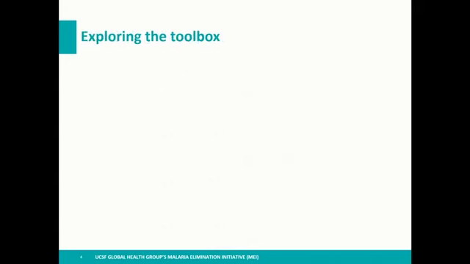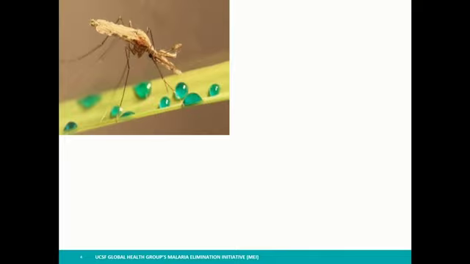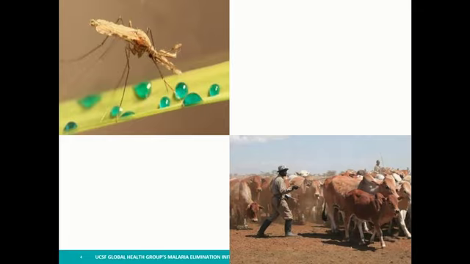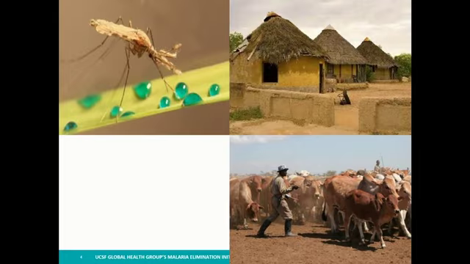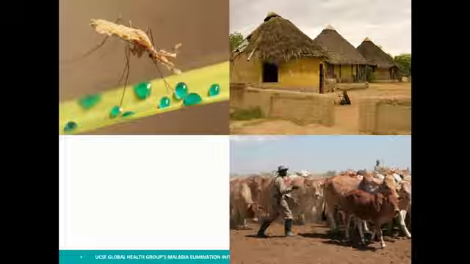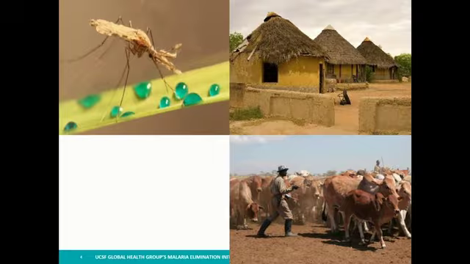So, exploring the toolbox, the attractive toxic sugar baits, which, as I just mentioned, exploit the sugar feeding behavior of mosquitoes. New tools out there that potentially target livestock. This could be antiparasitics, systemic insecticides that actually kill vectors that feed on livestock. Other tools to explore have to do with housing. Various studies looking at screening, closing eaves and adding eave tubes to the households. Larviciding.